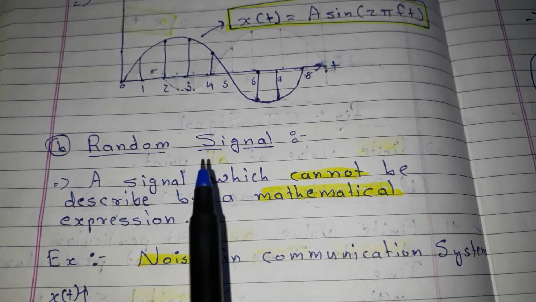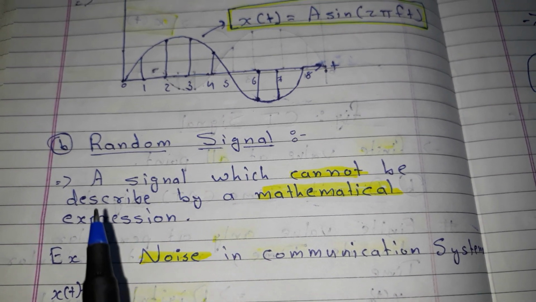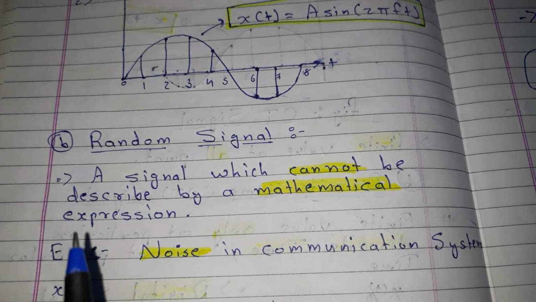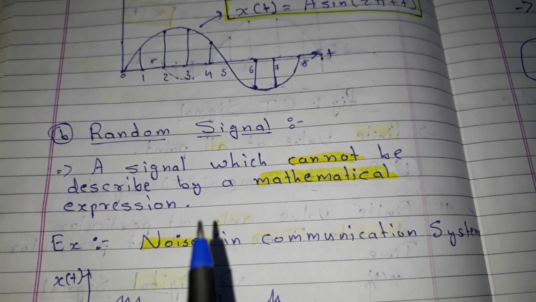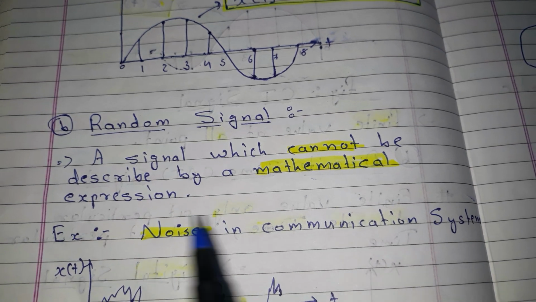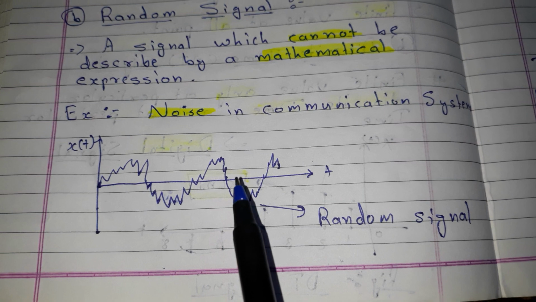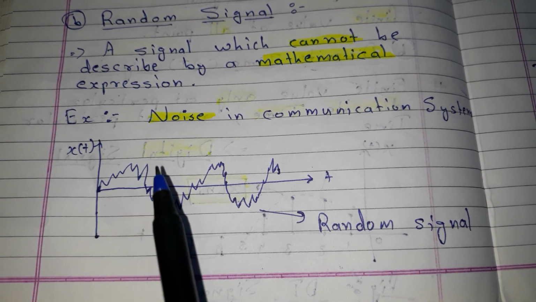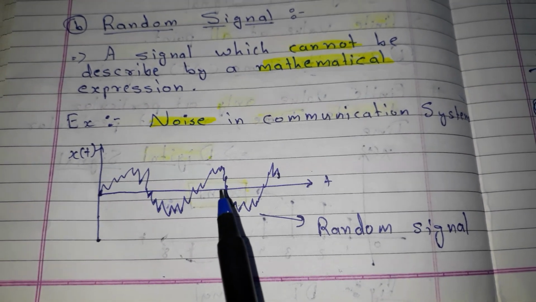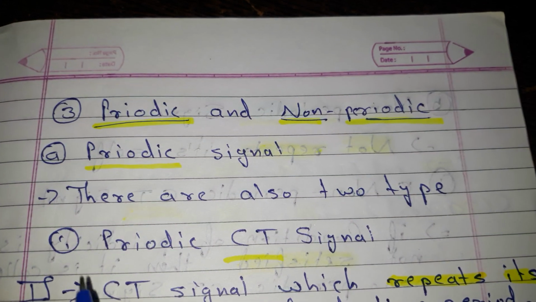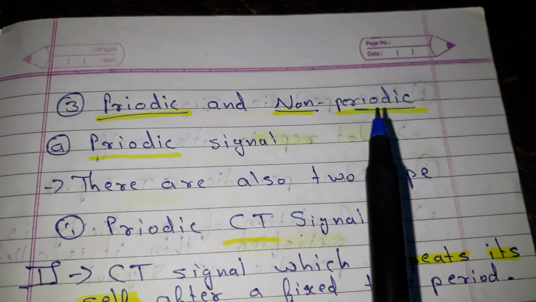Next one is the random signal. What is a random signal? This is a signal which cannot be defined by any mathematical expression. An example of this signal is noise. Look at that, this is one type of signal. This is a random signal. We cannot define it by any mathematical equation.